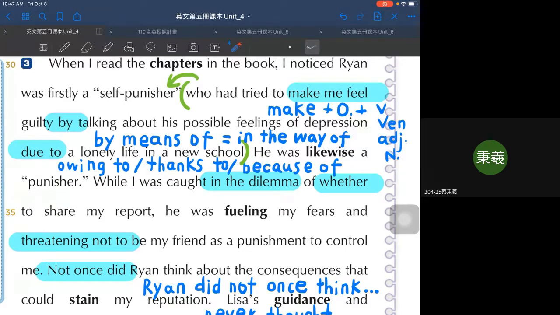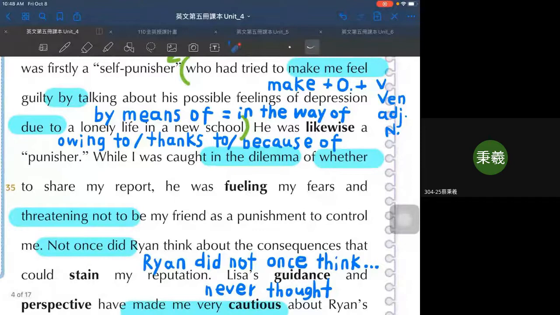So whether to share my report, he was feeling my fears and threatening not to be my friend as a punishment. So you can phrase it, threaten to do something. And if you are not going to do that, you say threaten not to do something. All right, to control me or to manipulate me.